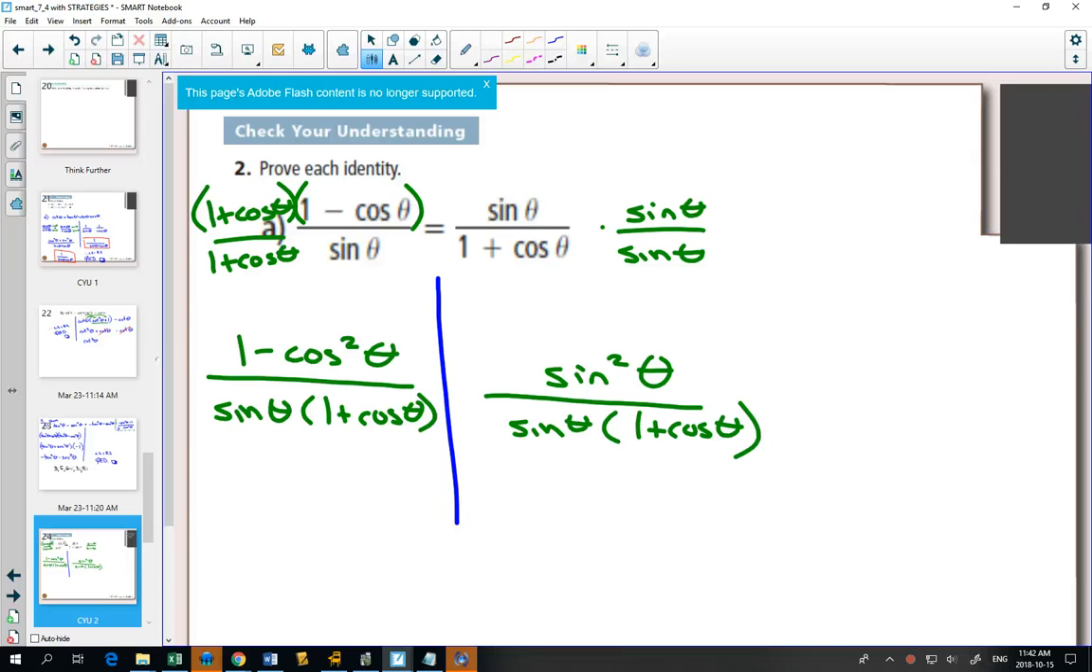It's close. Can you get there with sine squared plus cos squared equals 1? Can you rearrange things to get 1 minus cos squared all by itself on one side? What would it equal? 1 minus cos squared would equal sine squared. So you can do that as your next step. You could have also changed the other side to 1 minus cos squared.